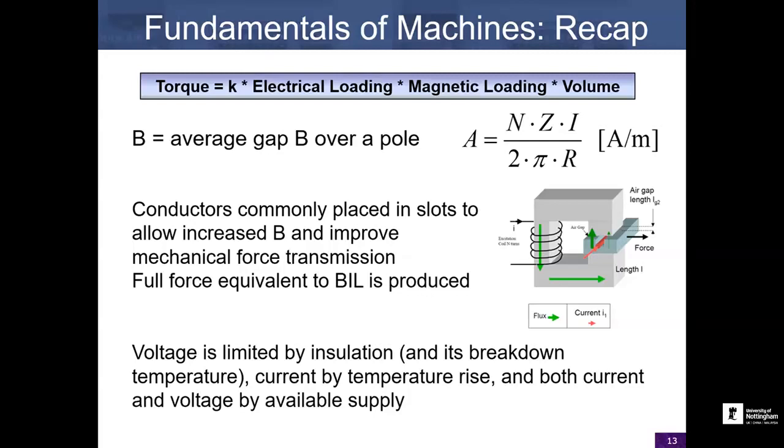We also talked about common things like conductors being placed in slots. This lets us get a better magnetic circuit, but we still get that full force equivalent behaviour. We still get force equal to F equals BIL. And some of the limits on this: voltage being limited by insulation, current limited by temperature rise.